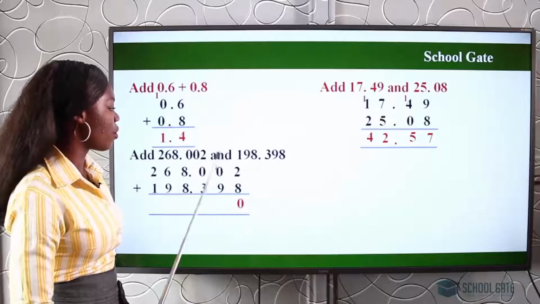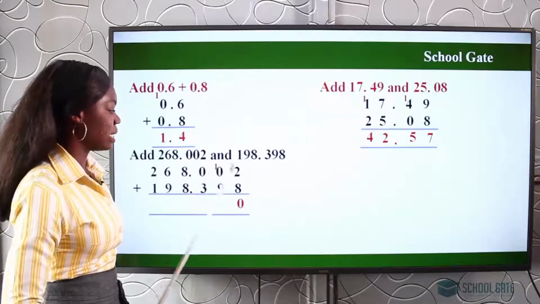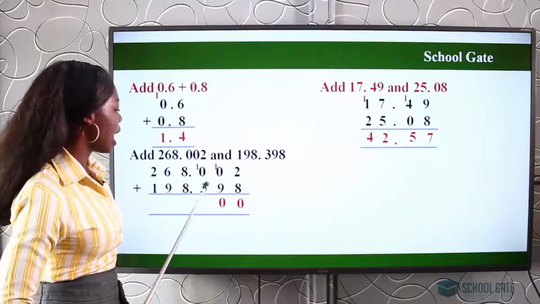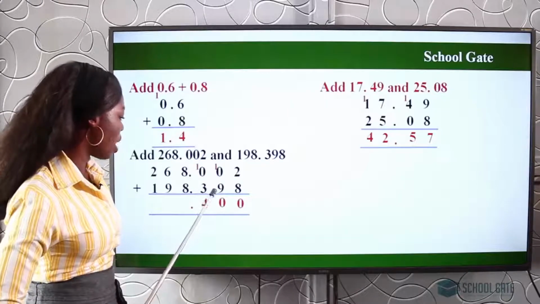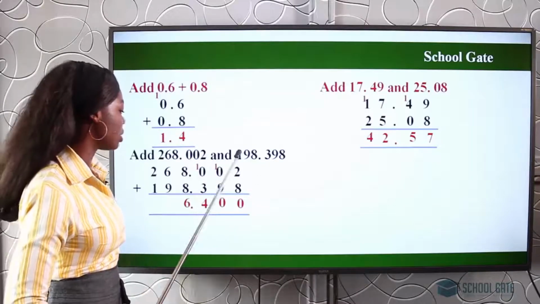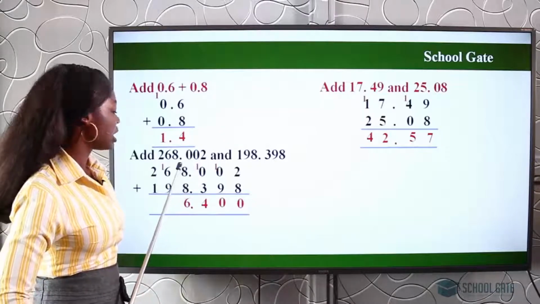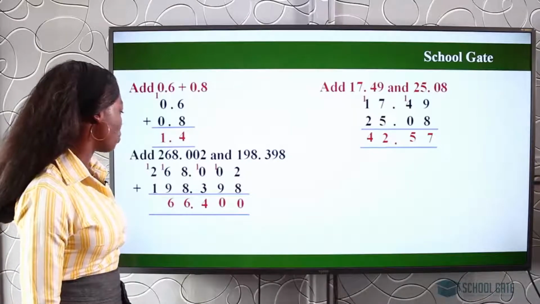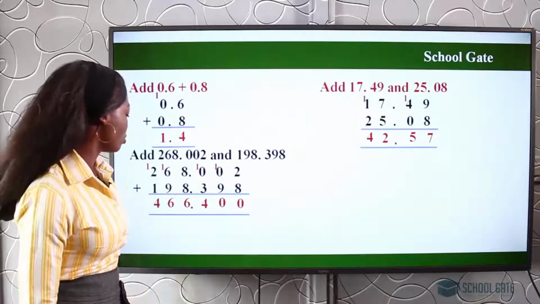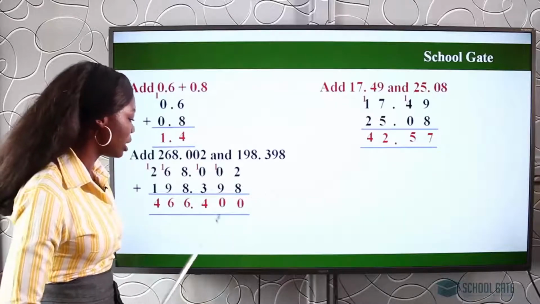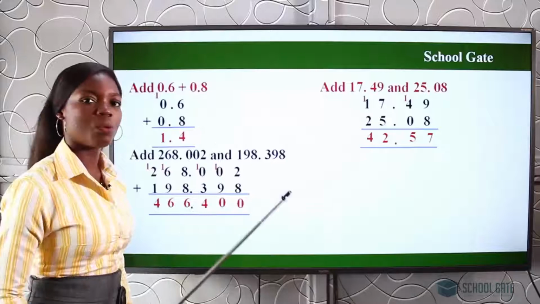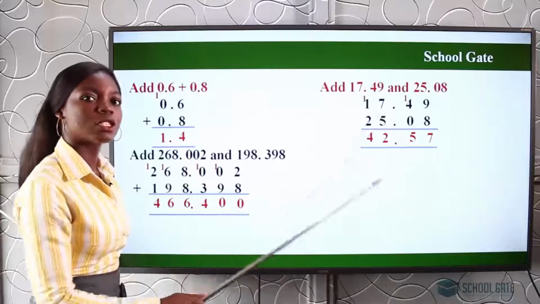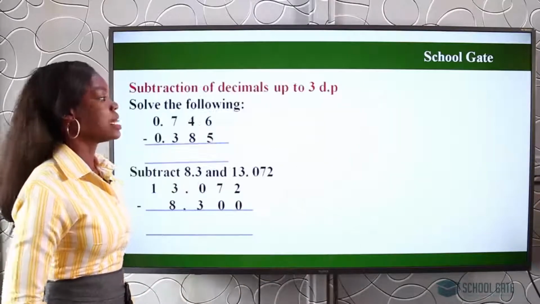2 plus 8 is 10, you write 0, carry 1 up. 0 plus 9 is 9, plus 1 is 10. So you write 0, carry 1 up. And then 3 plus 1 is 4. We have our point. 8 plus 8 is 16. 6 carry 1 up. 6 plus 9 is 15, plus our 1, 16. We carry 1 up. 2 plus 1, 3 plus 1, 4. So we have 446.400. That's how I pronounce it. 42.57, not 42.57. That's how we pronounce it.